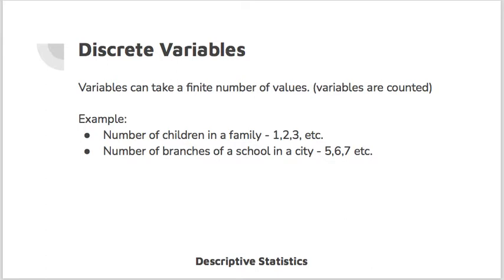Or how many vehicles you own. I have 2 vehicles. That is a logical or natural way of representing. We can't say I have 2.5 vehicles, I have 3.5 vehicles. So that is the discrete variables of measurement under quantitative variables.